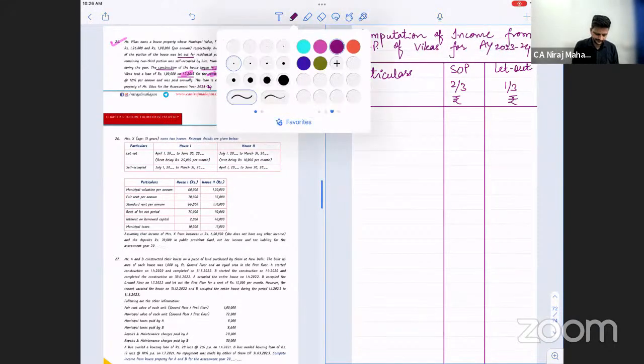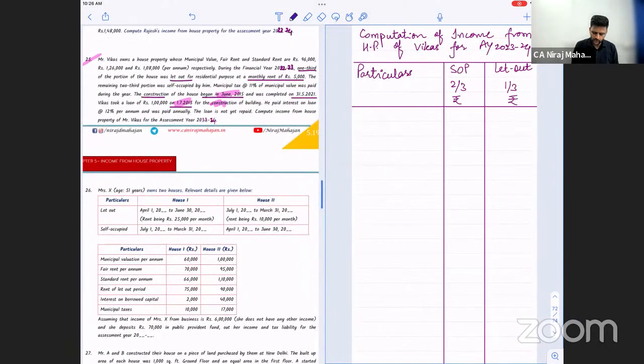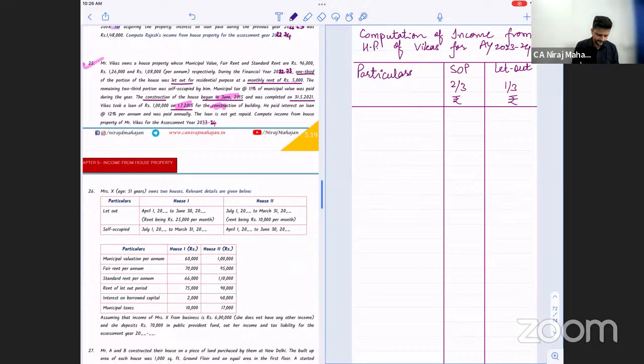Let's start. Chalo. What do we do always first? Your GAV calculation, isn't it? So GAV calculation. First part, you want what? Expected rent. We know what is expected rent. Higher of municipal valuation or fair rent, but subject to standard rent.